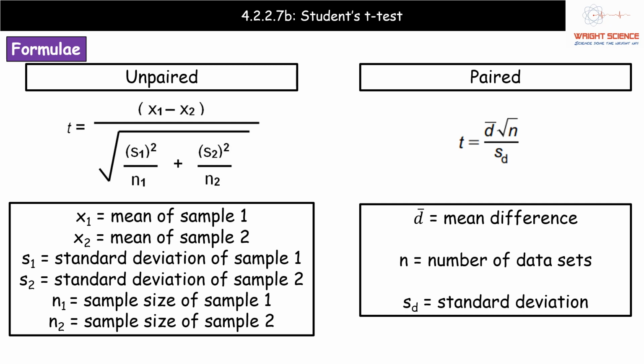So if we look at unpaired first of all, we've got on that top line x1 and x2. So x1 is the mean of sample 1, x2 is the mean of sample 2. Then we've got S1 and S2. So S is our standard deviation, of sample 1 and sample 2. And then we've got N1 and N2, and N is just the sample size of data set 1 and data set 2. The paired t-test, we've got our D bar, so that is the mean difference. N is our number of data sets, and our SD is the standard deviation.